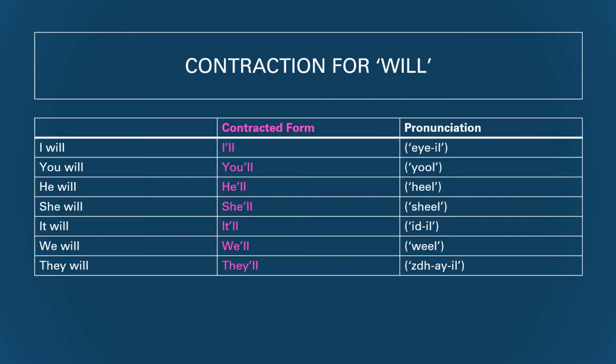We will. It's we'll. So it's like he'll and she'll, but it's we'll. And lastly, they will. They'll. It's not they'll. The TH has a little bit of a Z sound. They'll. Our example, he will go to the movies tomorrow. And in the contracted form, he'll go to the movies tomorrow.